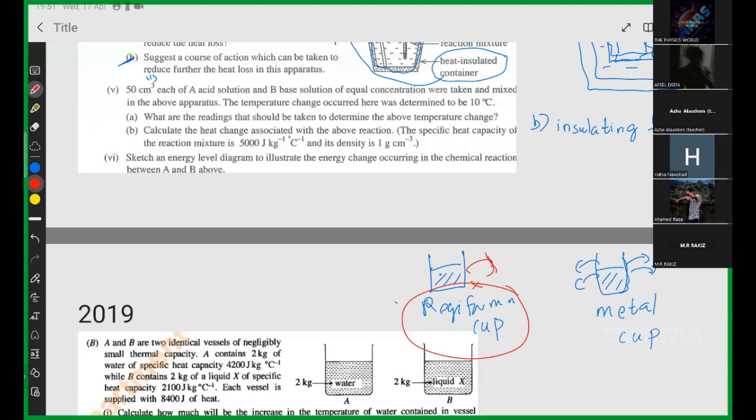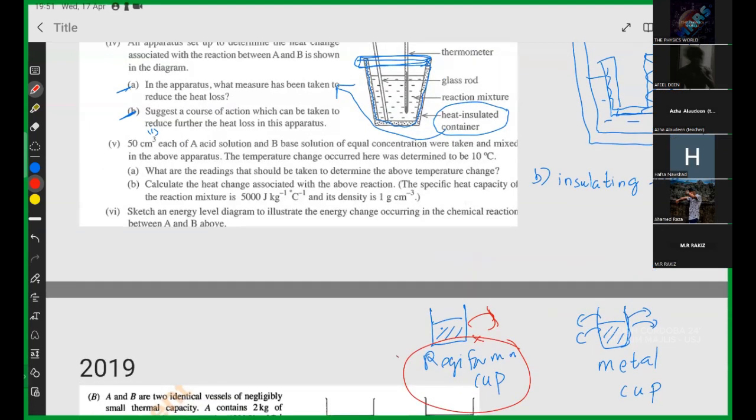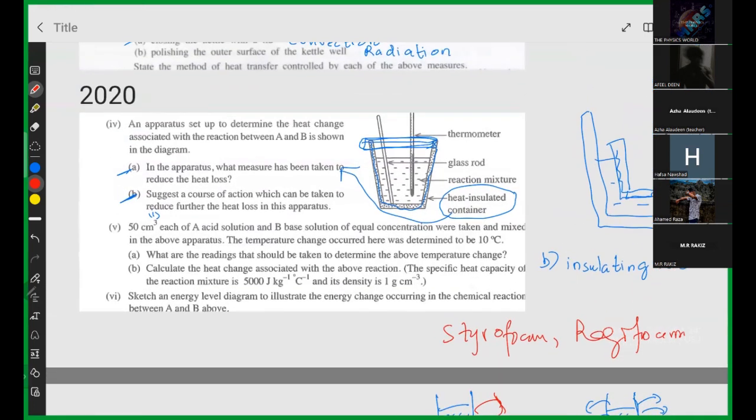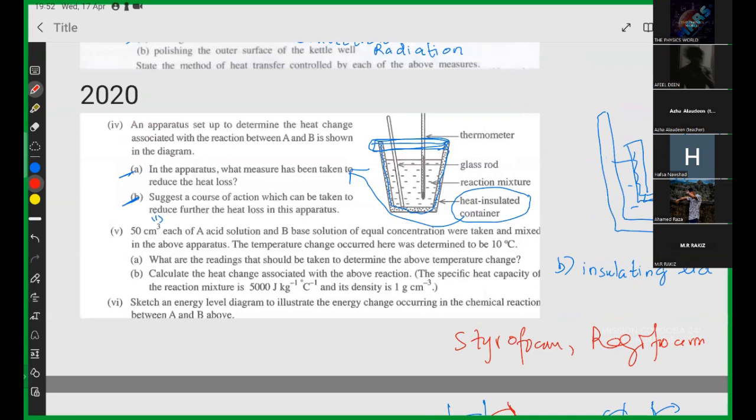Teacher, we can use porcelain cups, right? Yeah, porcelain cups are also insulating material. But in your science books, when we study that, styrofoam and Regiform are the materials they usually mention other than porcelain. When such things come, give priority to these materials first. Any more doubts in these two questions?